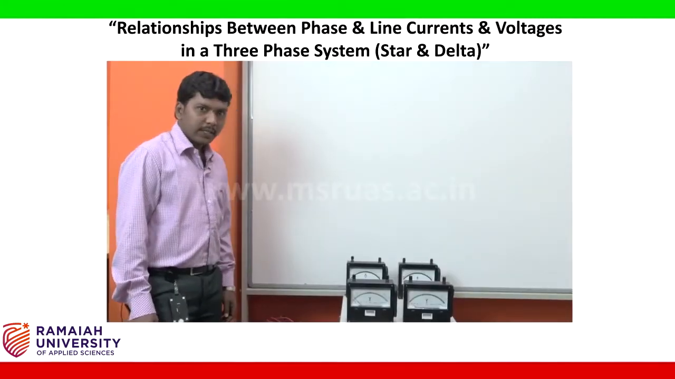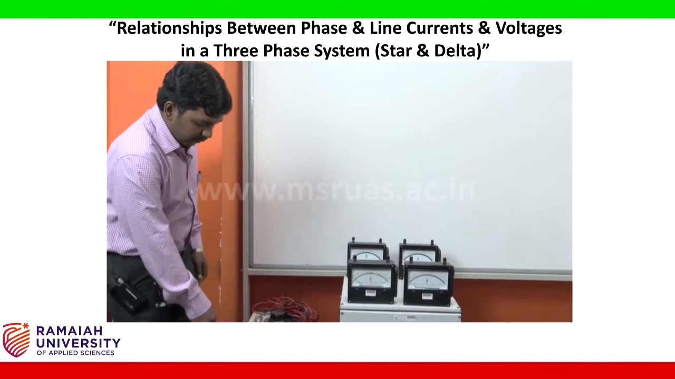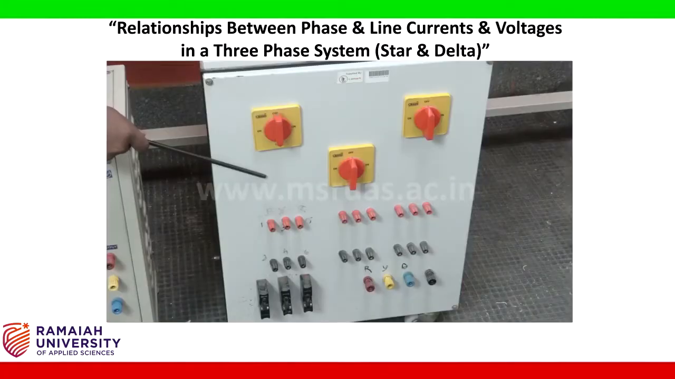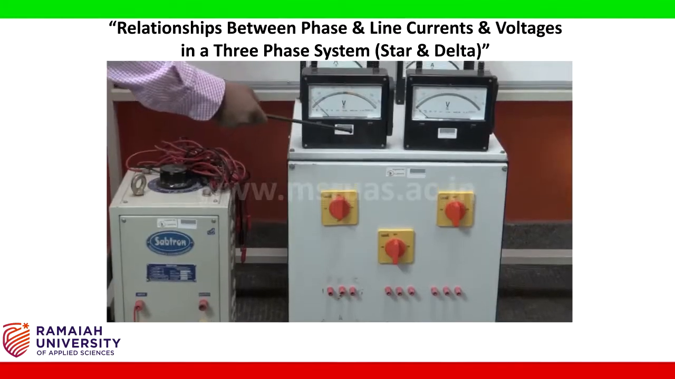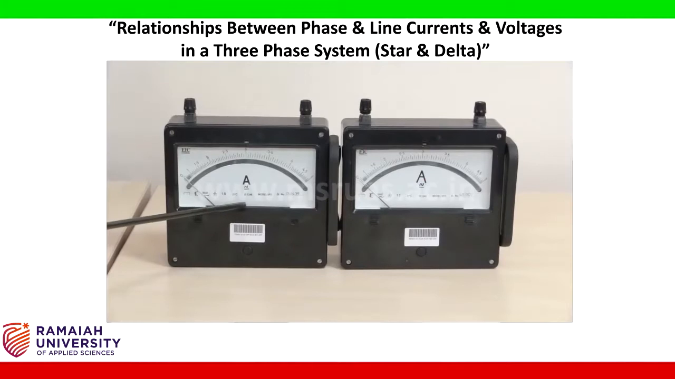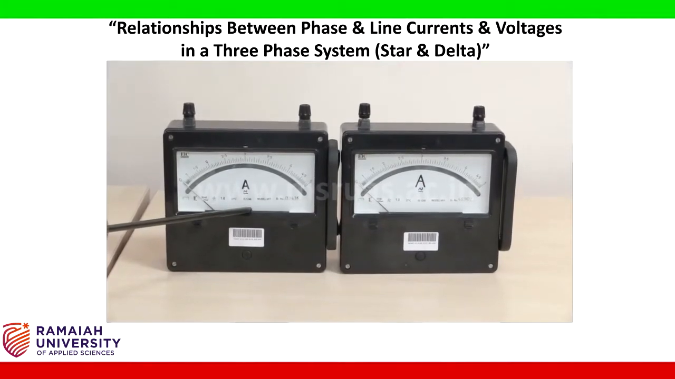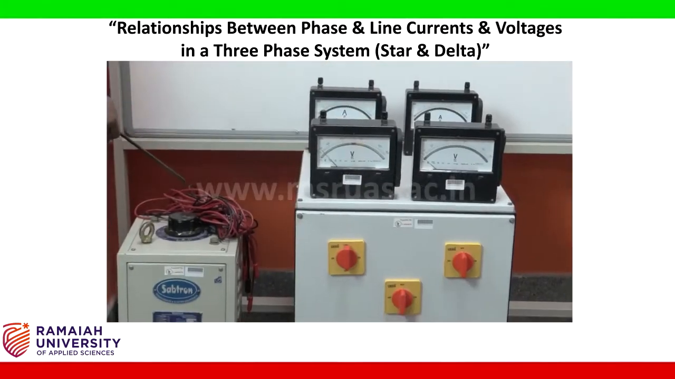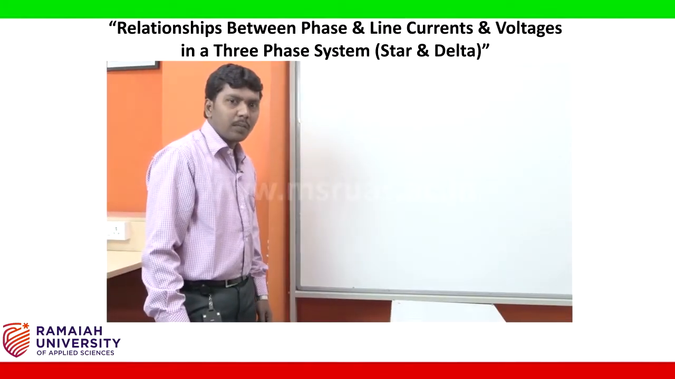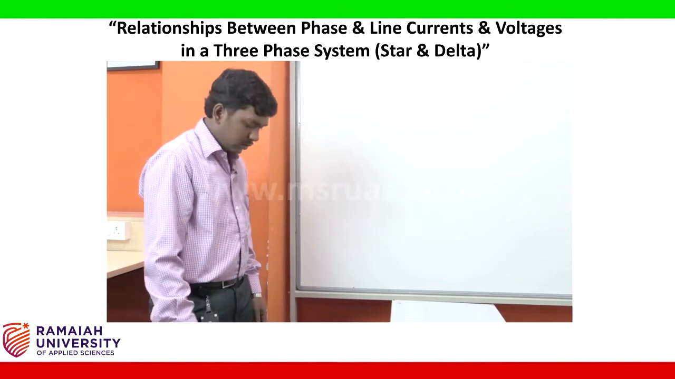To conduct these experiments, we need one three-phase variac, one three-phase resistive load, two voltmeters, two ammeters and connecting wires. Let us discuss the required components related to this experiment.